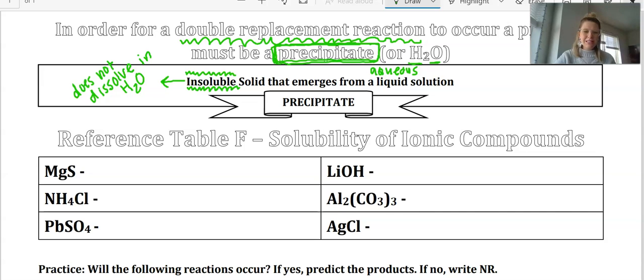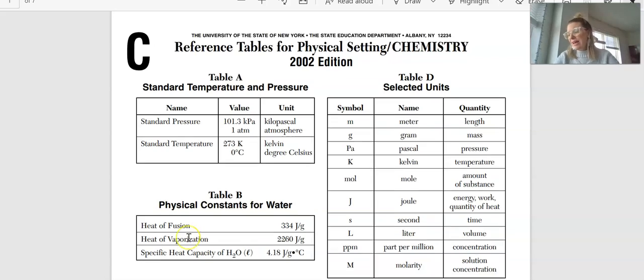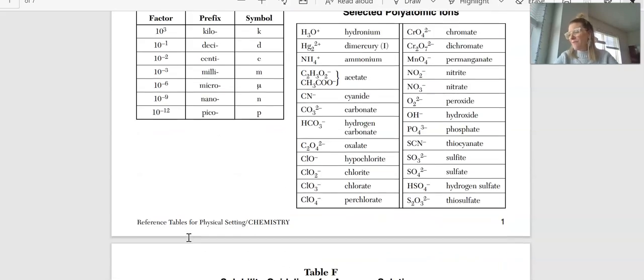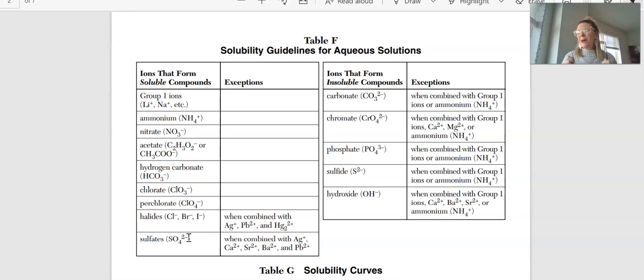Every year that I teach this lesson, I always urge my students to physically write on the reference table, just to help them using reference table F. So if you have your reference table handy, grab it, pause the video, and let's write directly on this reference table. If you don't have a hard copy of your reference table, I really urge you to print one out. Okay, cool. So here's reference table F. It is literally the solubility guidelines for aqueous solutions.